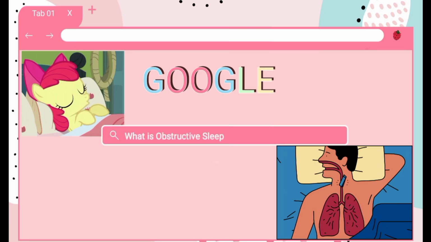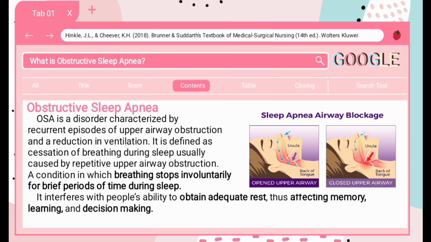First, what is obstructive sleep apnea? It is a disorder characterized by recurrent episodes of upper airway obstruction and a reduction in ventilation. It is defined as a cessation of breathing during sleep, usually caused by repetitive upper airway obstruction, or in simple words, it is a condition in which breathing stops involuntarily for a brief period of time during sleep. It interferes with people's ability to obtain adequate rest, thus affecting memory, learning, and even decision making.